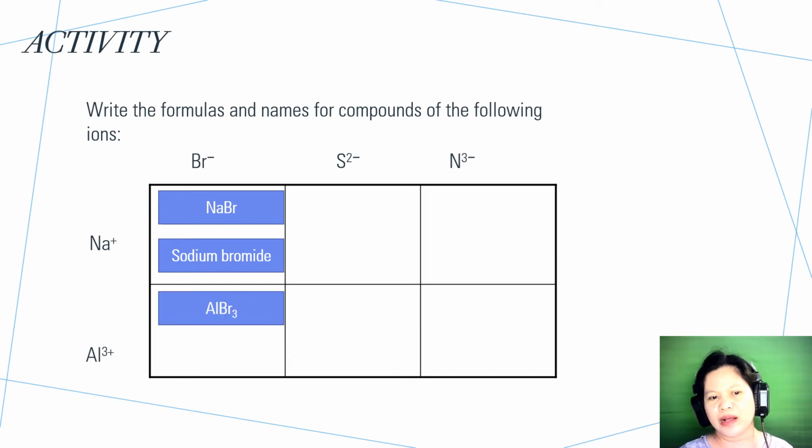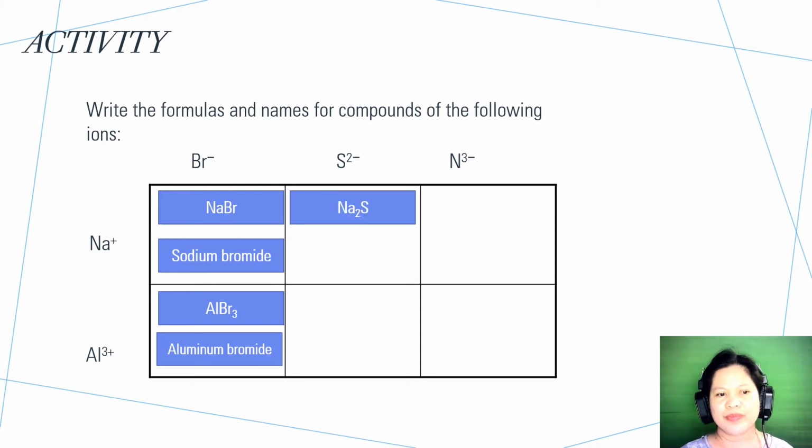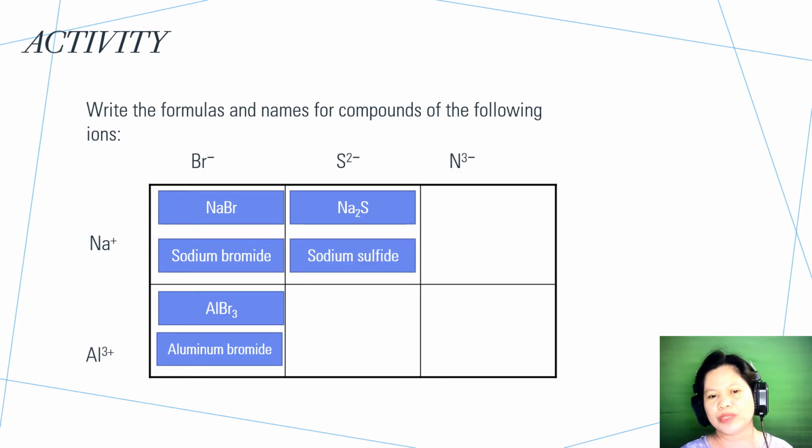Bromine first. Bromine and aluminum. So you have aluminum and bromine 3, AlBr3. Where does the 3 come from? It comes from the charge of aluminum. So therefore the name will be aluminum bromide. Okay, let's have number 2, column 2. Sodium and sulfur. You have Na2S. 2 is taken from the charge of sulfur. So the name will be sodium sulfide.